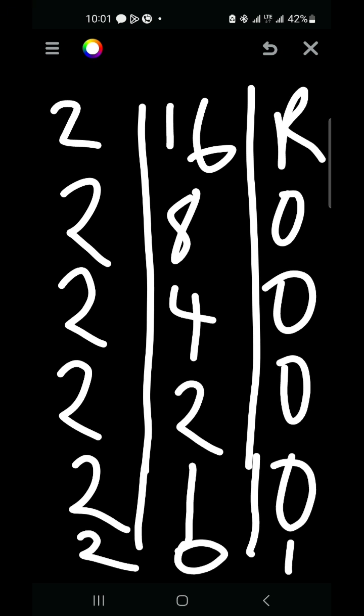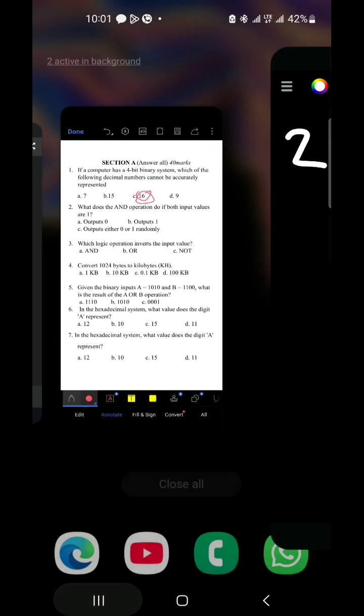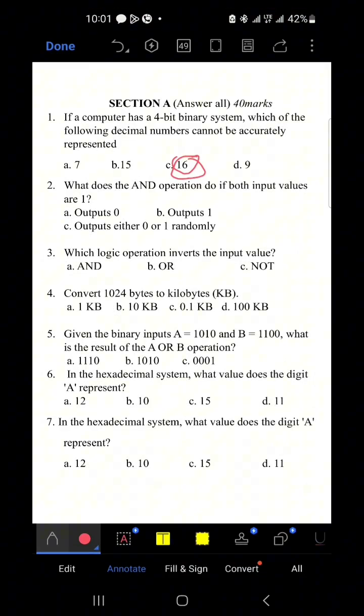So let's count the number of bits that we have here. We have 1 2 3 4 5. Good, meaning it is more than what? 4 bits. It's more than 4 bits. Correct answer is 16. Therefore 16 is not having a 4-bit binary representation. Okay, so let's go to question 2.